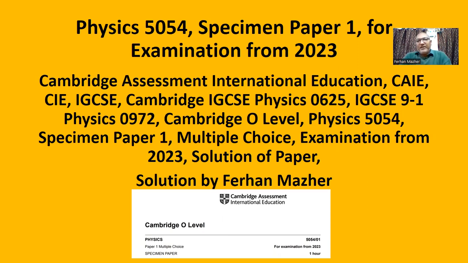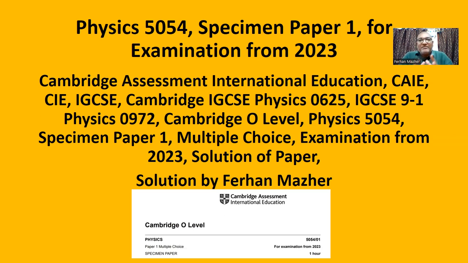The paper we are going to attempt today is a very important paper because this is a specimen paper. This is specimen paper one. The paper is about MCQs. In the course Physics 5054, there are a few new topics added into this subject, and from the May-June 2023 exam, those new topics will be assessed. So this is one of the specimen papers issued by Cambridge, and we are going to attempt this paper today.